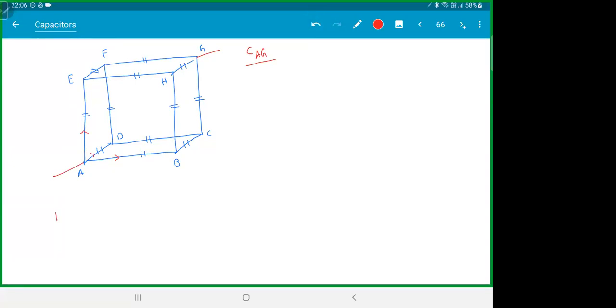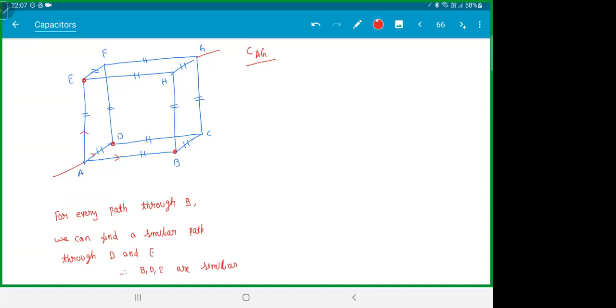So for every path through B, we can find a similar path. For example, if I go A, B, C, G, I can go A, D, F, G, or A, E, H, G. We can find a similar path through D and E. That means point B, point D, and point E are identical, agreed? Therefore, B, D, E are similar. You can use the same argument and say C, H, F are similar.